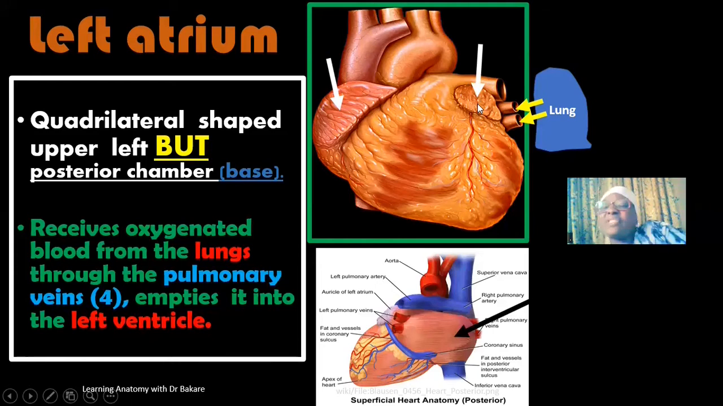So as the left atrium receives oxygenated blood, it pushes it down to the left ventricle. This is the left ventricle. From the left ventricle, it is then pushed into the aorta. We know that the aorta is the largest artery in the body, and it is through the aorta that oxygenated blood is supplied to different body organs. So that is how the blood goes.